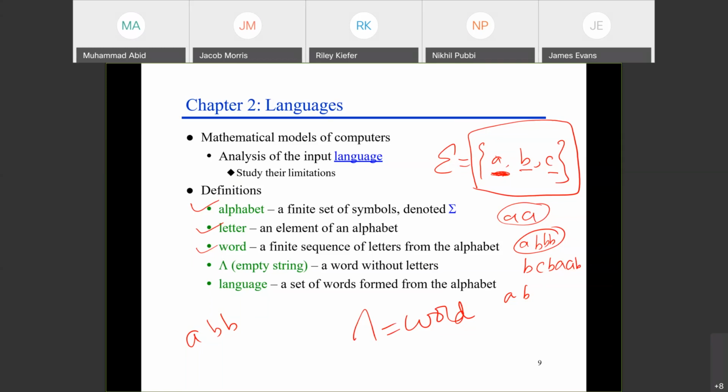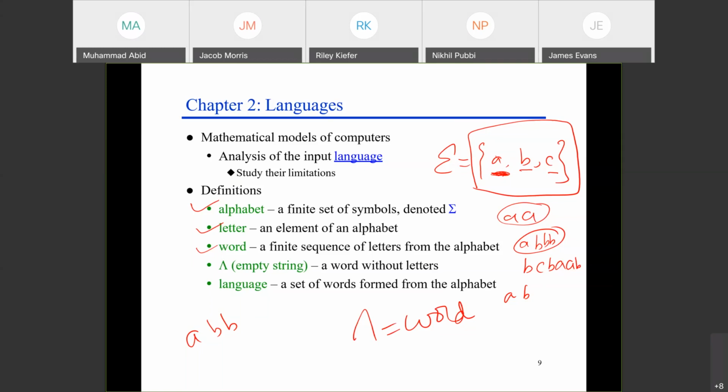So what mistake will you make? You will forget whether lambda is a word or a letter. Because this is one character, you will say, oh, this is a letter. No, this is not a letter. This is a word. And this is a word which does not have any letter.